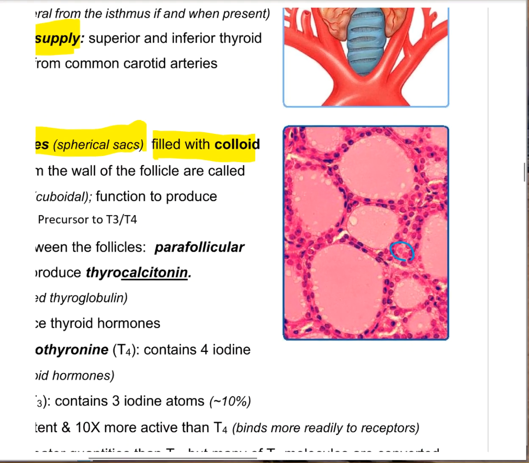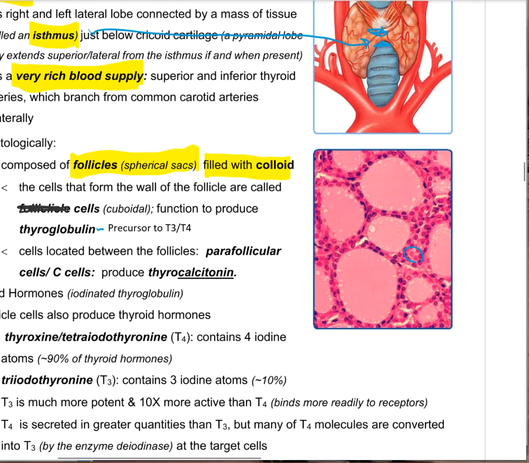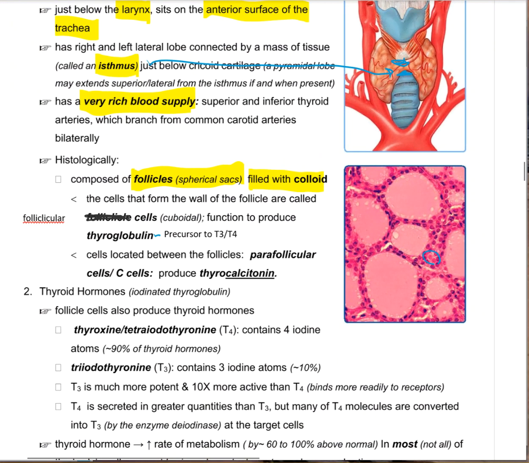All right, and those are the parafollicular cells, and those, interestingly, produce calcitonin, or thyrocalcitonin, and we're going to talk about that in a couple more pages when we get to calcium regulation. So we'll come back to that, but let's underline that because that's important. The parafollicular cells, or C cells, produce thyrocalcitonin, or just calcitonin.